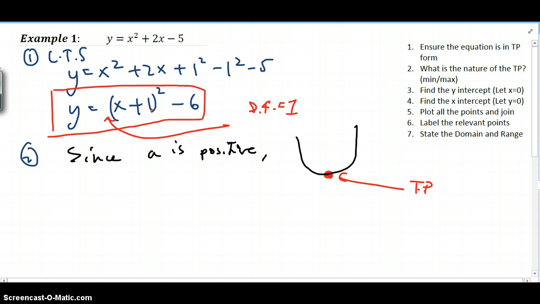The h value is 1, but whenever we take the turning point, we take the negative, or we flip the sign, so it's going to be -1, -6. So in this case, the turning point will be -1, -6.